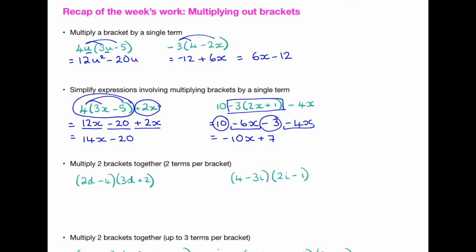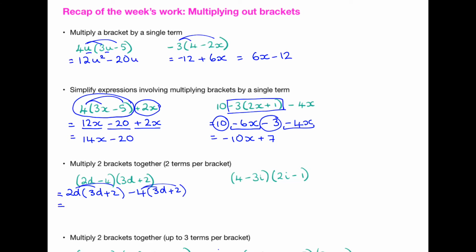Right, so I'm going to break the first bracket. So we write the 2d and then the second bracket, and then the minus 4 and the second bracket. So we multiply these brackets out now.